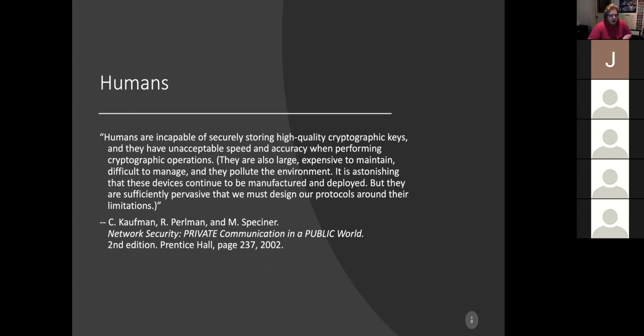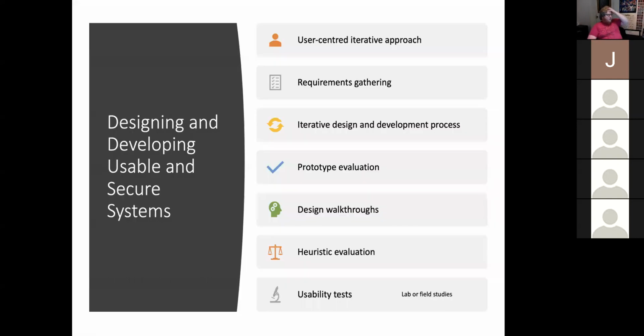So we are things that defy logic. We are things that can't do heavy amounts of processing, and the computers have to protect us from ourselves. And it is our job as people who are designing usable security interfaces to make sure that we don't let the user expose themselves to weakness.